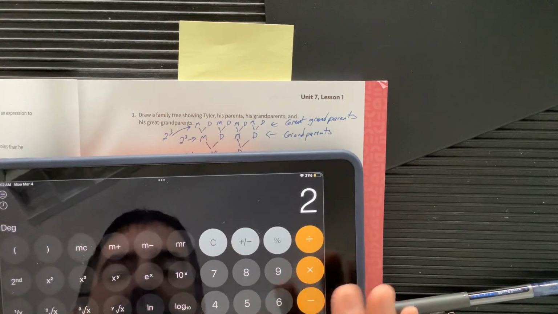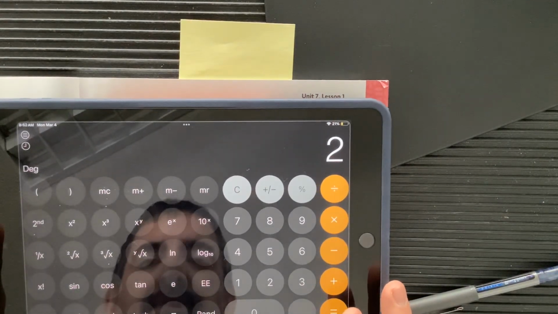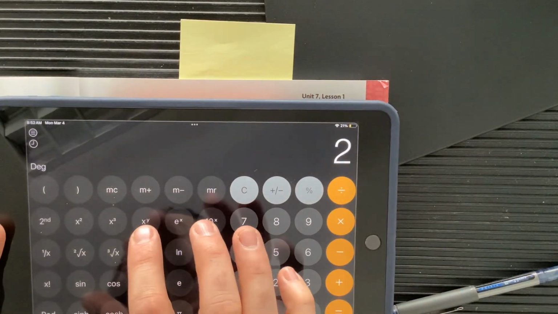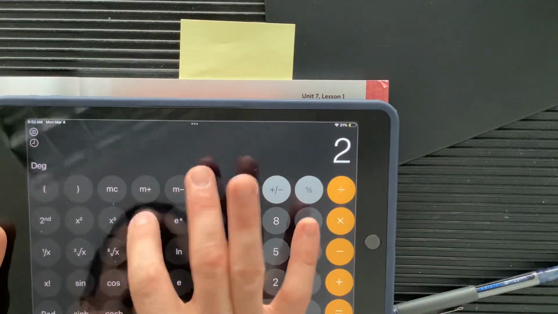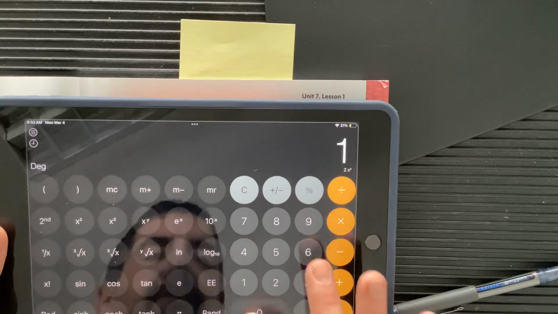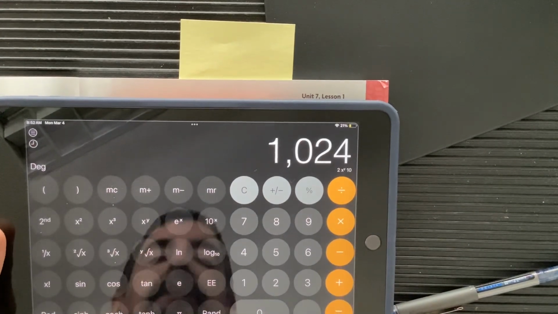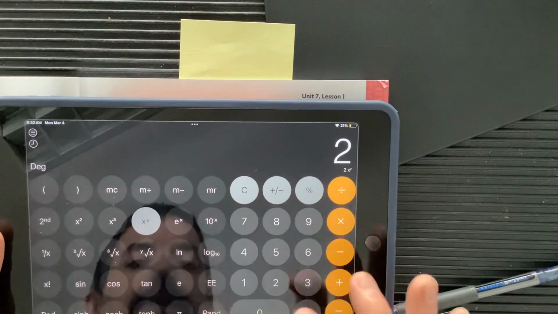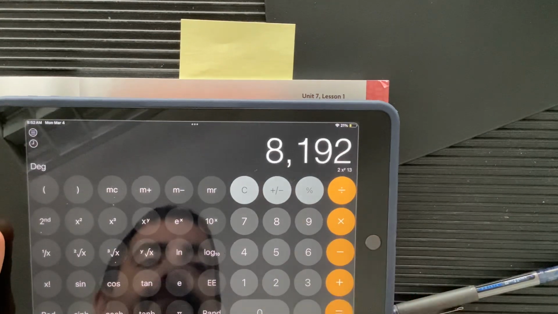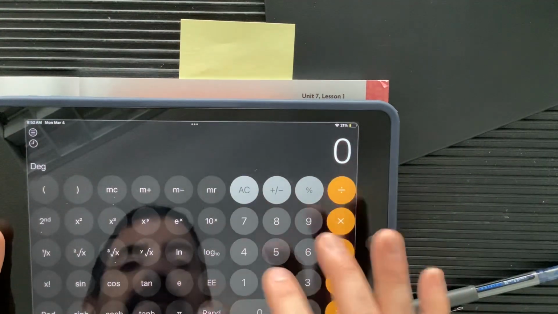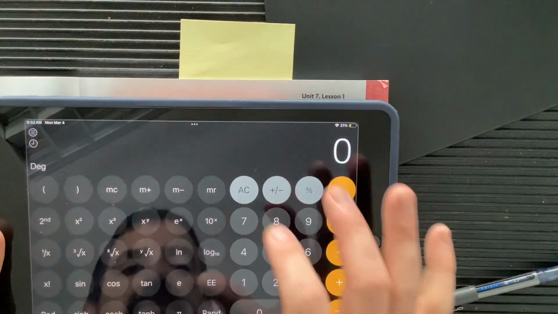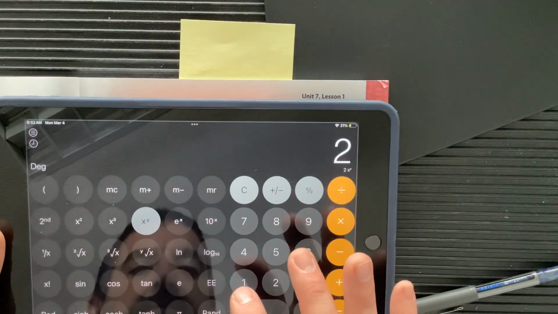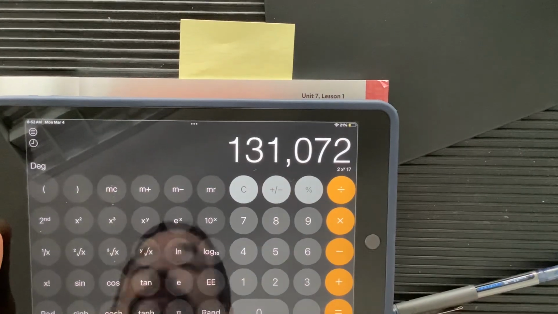All right, let's go. Where's the exponent? Right here is the exponent button you're going to use. I would use Desmos because you can see it super easy. But you can use this. 2 to the, let's try 10th power. That's going to be more than that. 2 to the 13th power. More than that. Let's say 15. 2 to the 15th power. More than that. 2 to the 17th power.